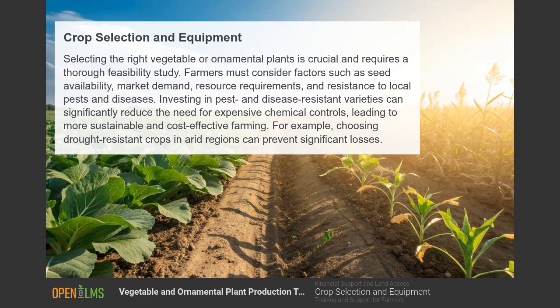Crop selection and equipment. Selecting the right vegetable or ornamental plants is crucial and requires a thorough feasibility study. Farmers must consider factors such as seed availability, market demand, resource requirements, and resistance to local pests and diseases. Investing in pest and disease-resistant varieties can significantly reduce the need for expensive chemical controls, leading to more sustainable and cost-effective farming. For example, choosing drought-resistant crops in arid regions can prevent significant losses.